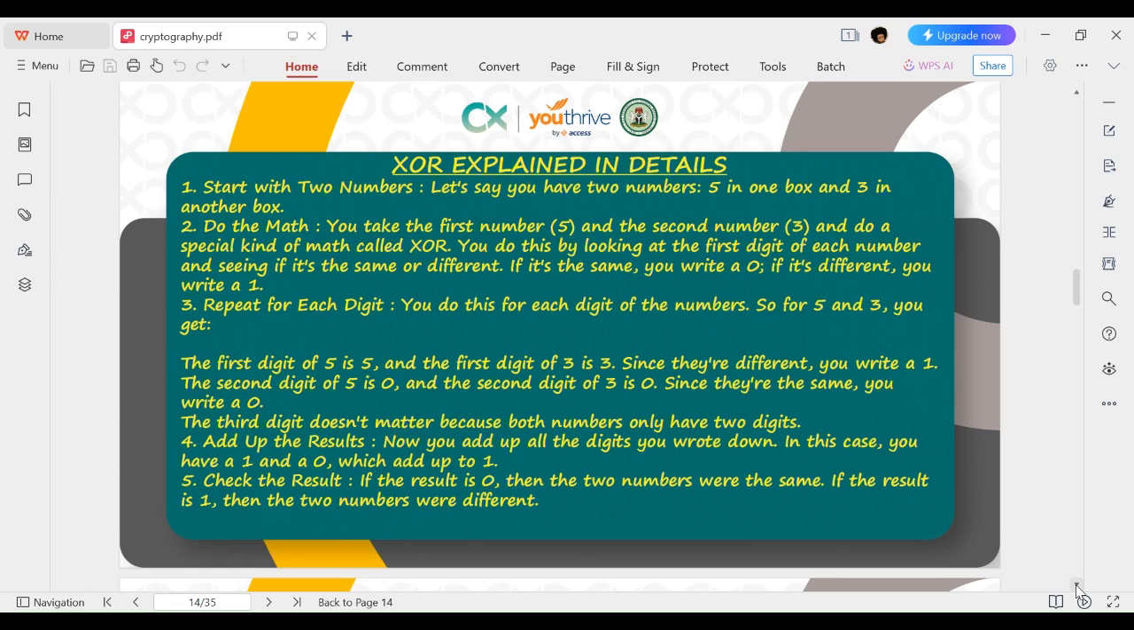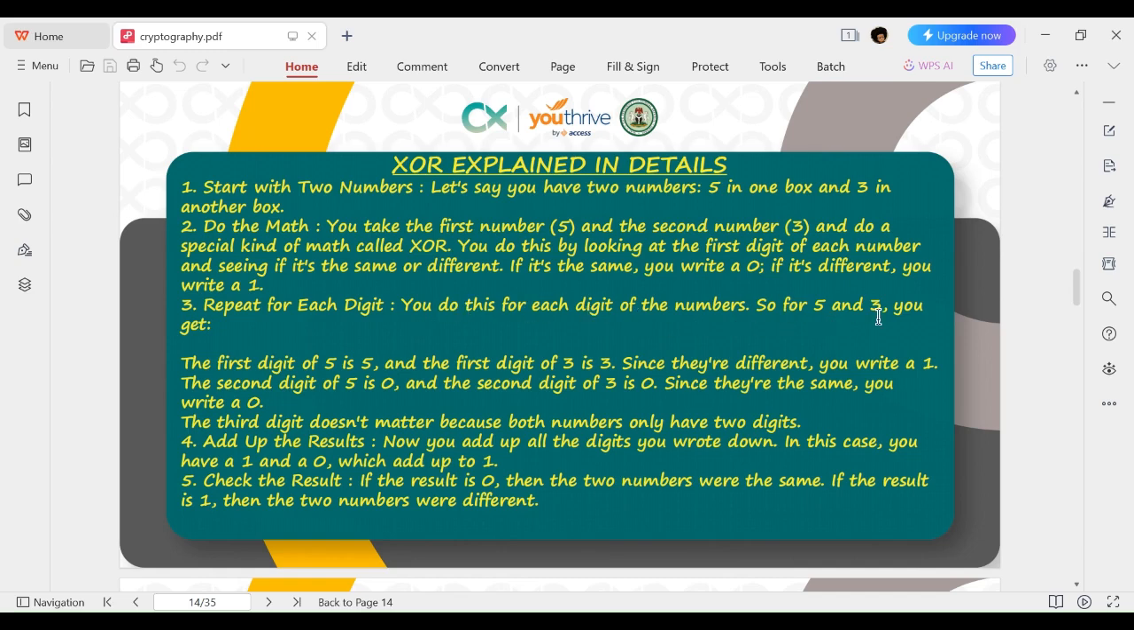When you watch the video on digital signature, you would understand where this comes in. In the practical of creating a digital signature with OpenSSL, you understand where this comes in, where you compare the hashes from the sender during the encryption process and decryption process. That's where you understand where the XOR comes in. So you repeat for each digit of the numbers.